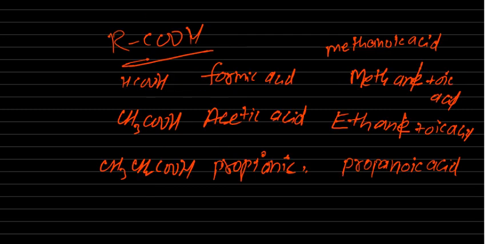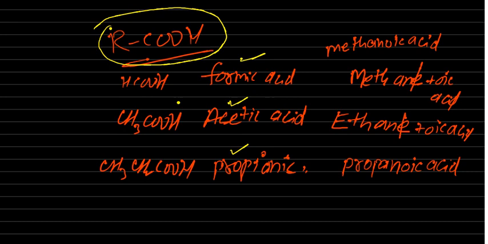See, RCOOH, carboxylic acid. 1 carbon is formic acid, 2 carbons acetic, 3 carbons propionic acid. So for 1 carbon, meth plus ane plus oic acid. While you are combining these three, you just cross out this E. Why E and O vowels? So you write methanoic acid.